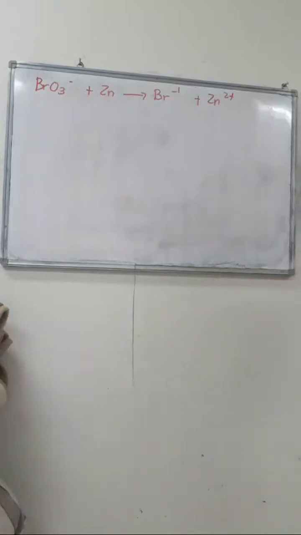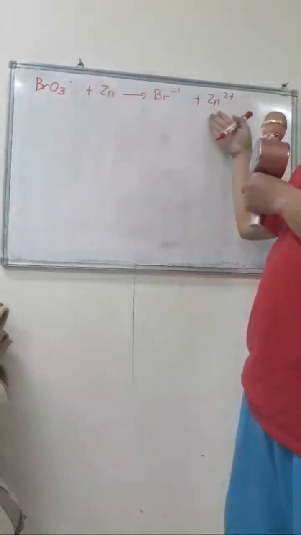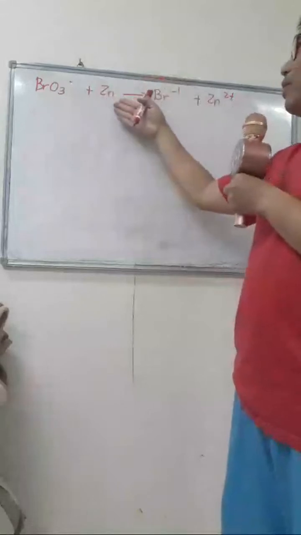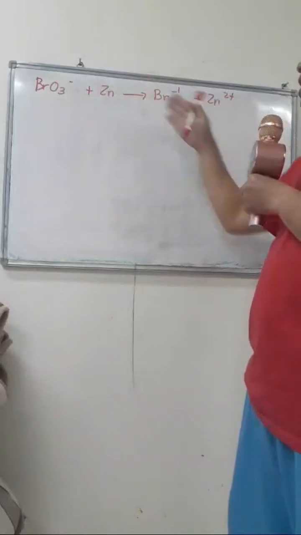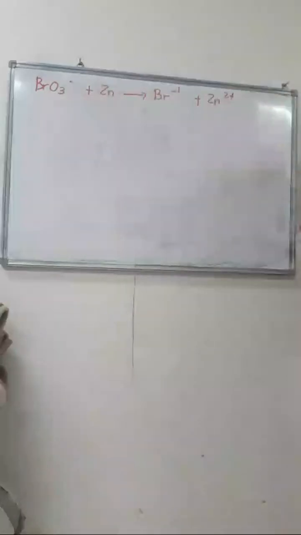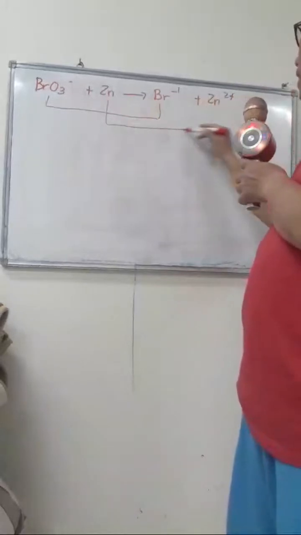So step 1, assigning oxidation states and oxidation numbers. You need to take into consideration the pairing. For example, if there's bromine in the reactant, you go to the bromine in the product. If there's zinc here, you pair it with zinc in another product, whether it is an element or in a compound, as long as this element is present. You don't pair different elements. So, BrO3 negative pairs with Br negative, and zinc pairs with zinc positive 2.